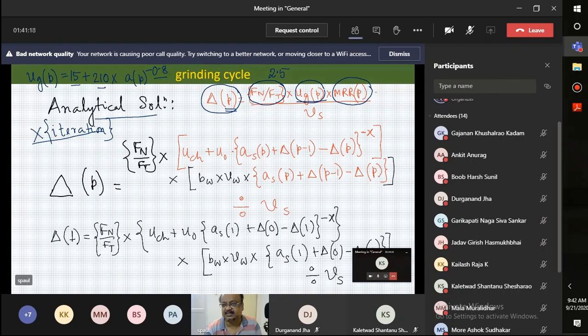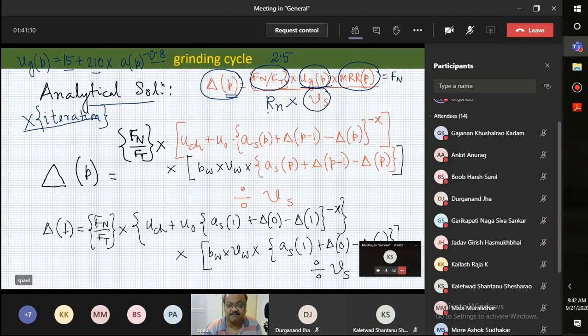There is a mistake in this. If you divide it by Vs, then you will get the Fn value. What is the mistake? This has to be divided by Kn as well, the stiffness of the spindle. So this has to be divided by Kn. This was missing. So that's done.